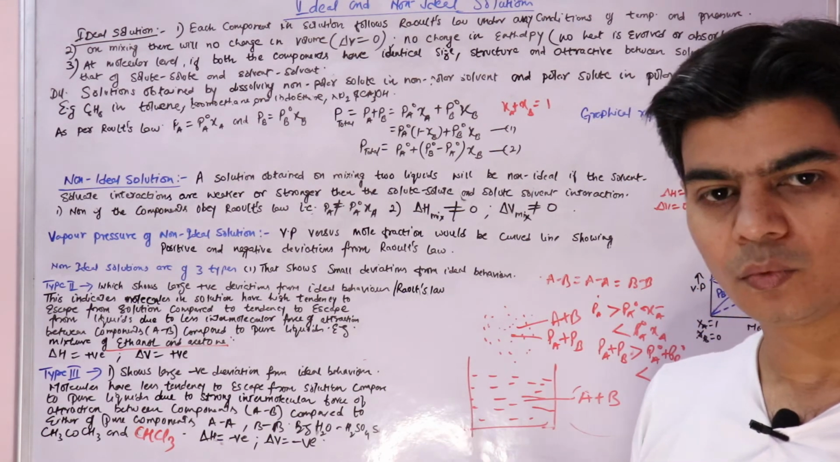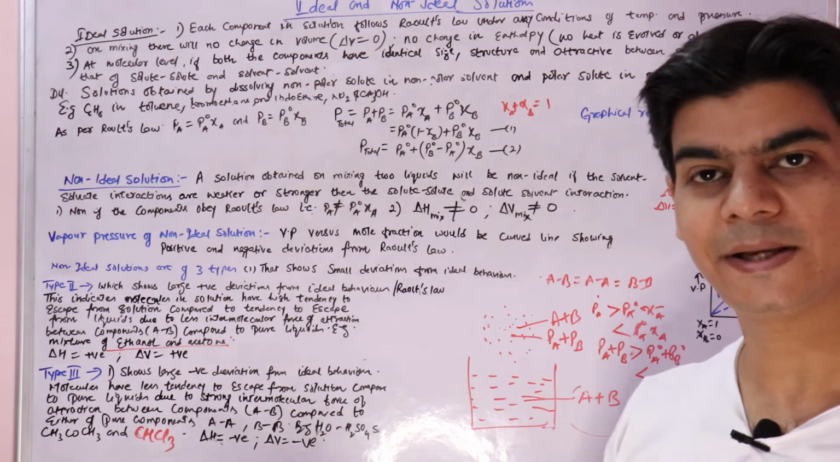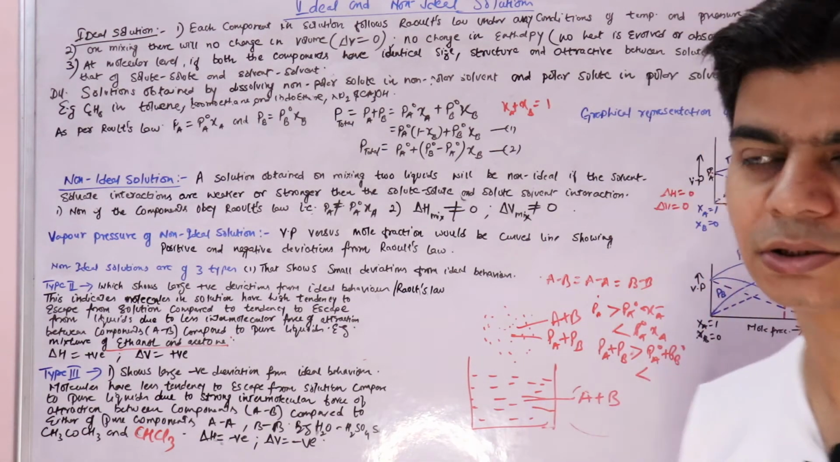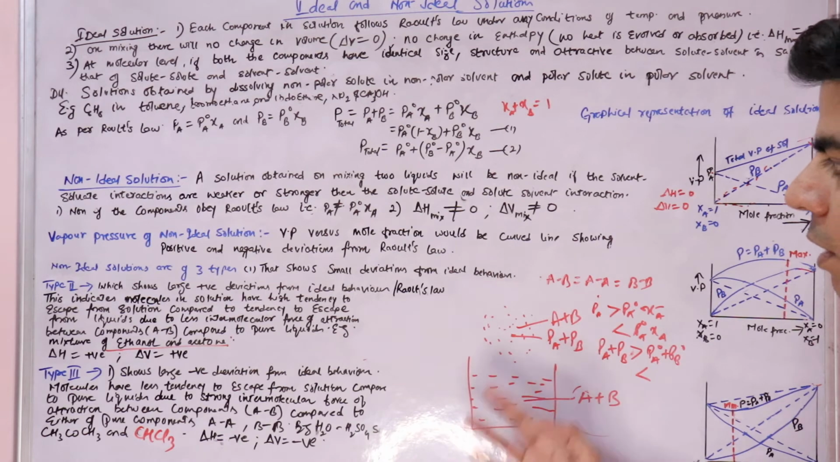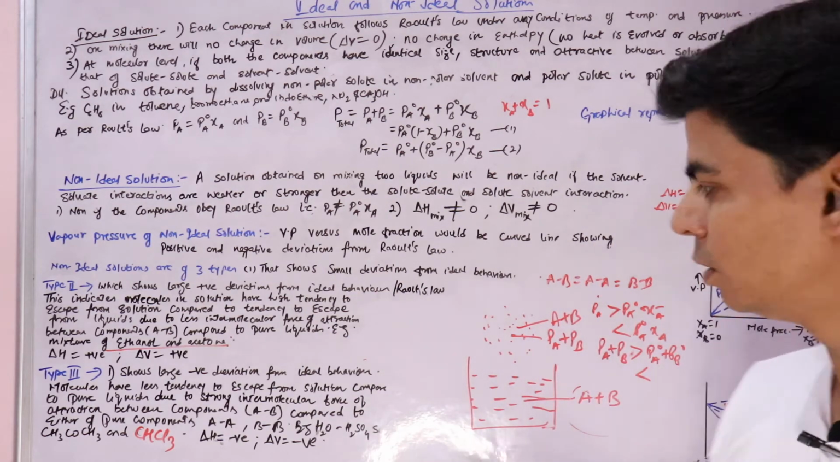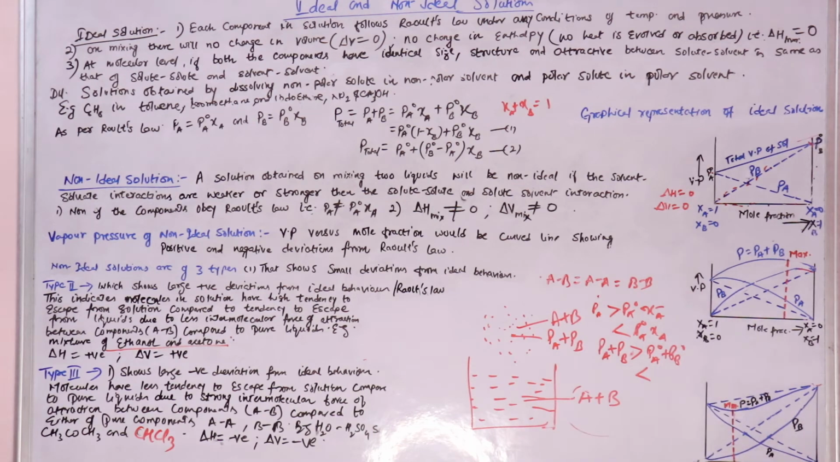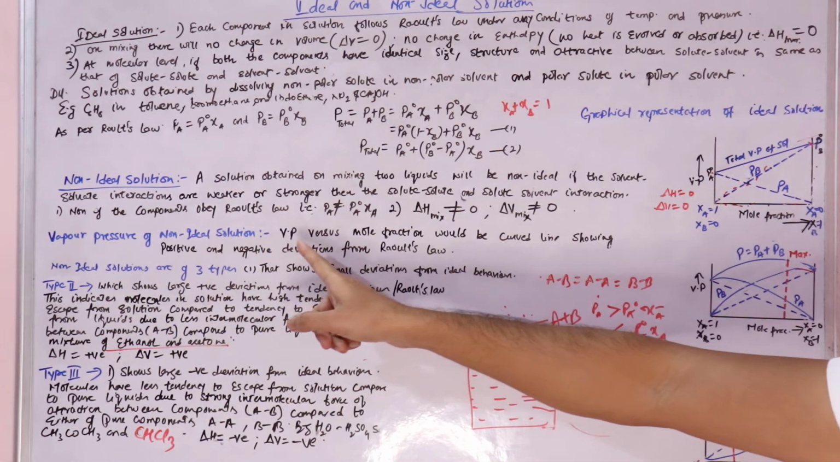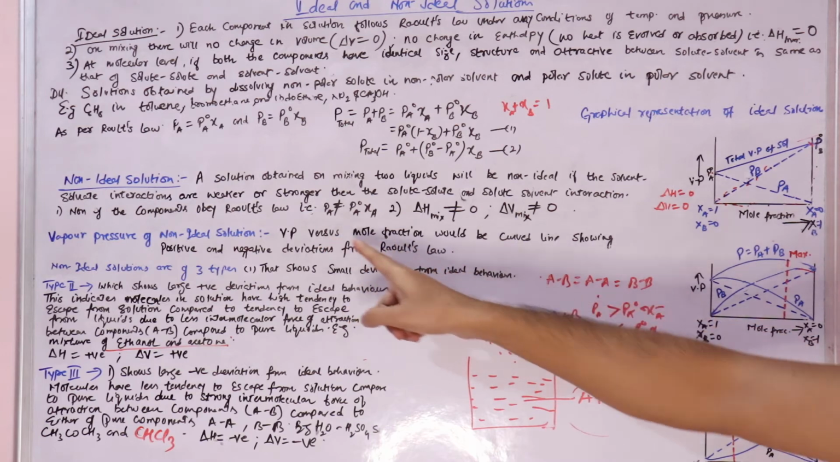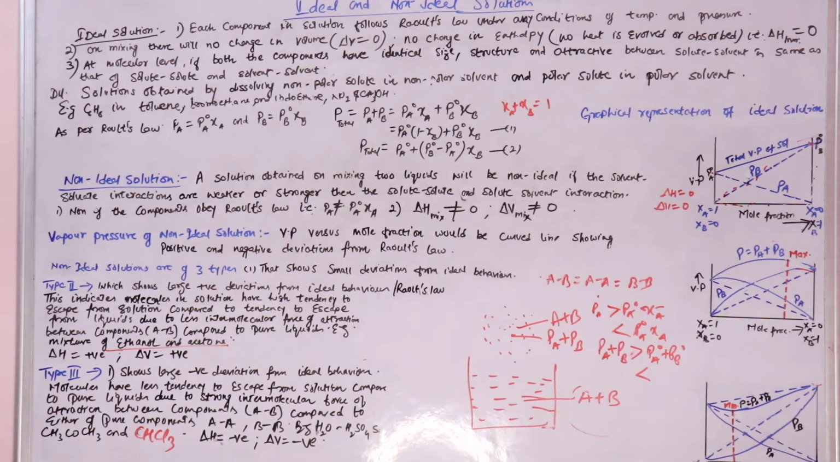Now let's see why solute-solvent interaction is not the same as solute-solute and solvent-solvent interaction. Once we understand that, we will know the reason for positive deviation and negative deviation of this solution from Raoult's law. Now, for non-ideal solutions, vapor pressure versus mole fraction would not be straight lines. It would be curved lines.